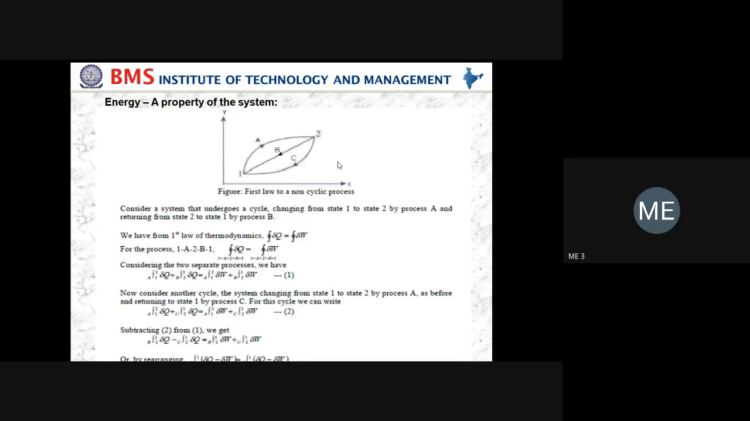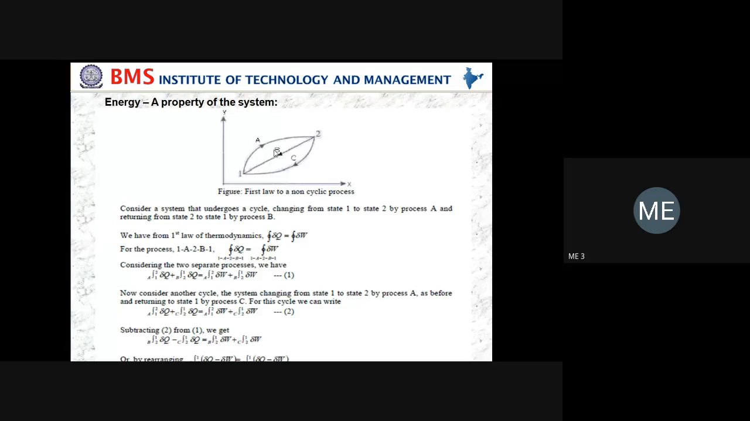Once again, we can call it a cyclic process. Cyclic process means the initial and final conditions are identical. So let us consider a system undergoing a cyclic process. Here you see, first I am going to take point 1. After a certain process, it may be any process, it reaches state 2 by following path A, and then returns from state 2 to state 1 by following path B. Now we consider only the paths A and B.